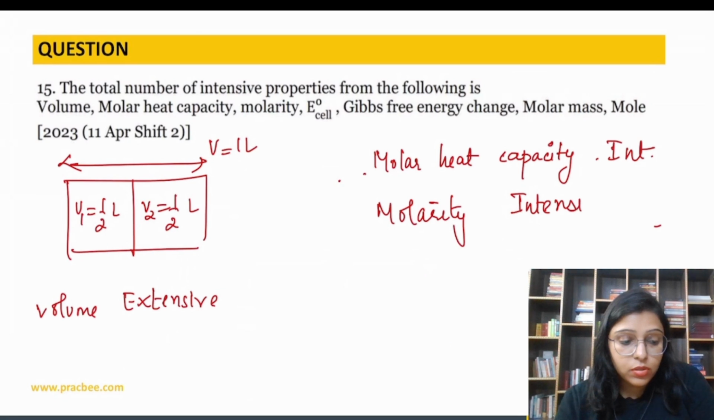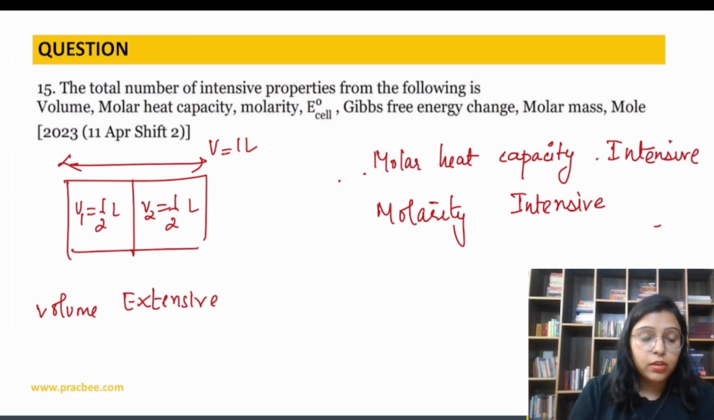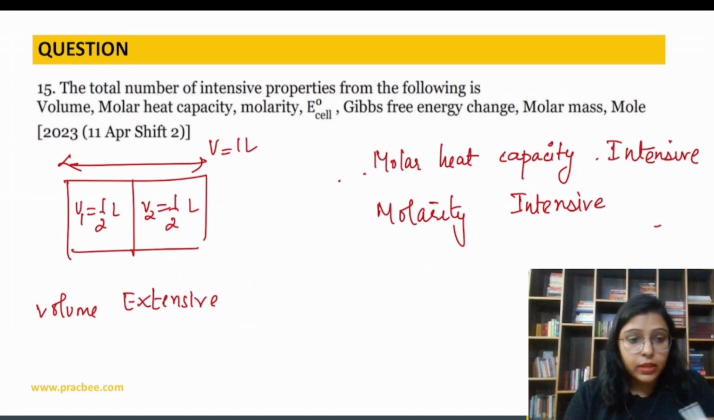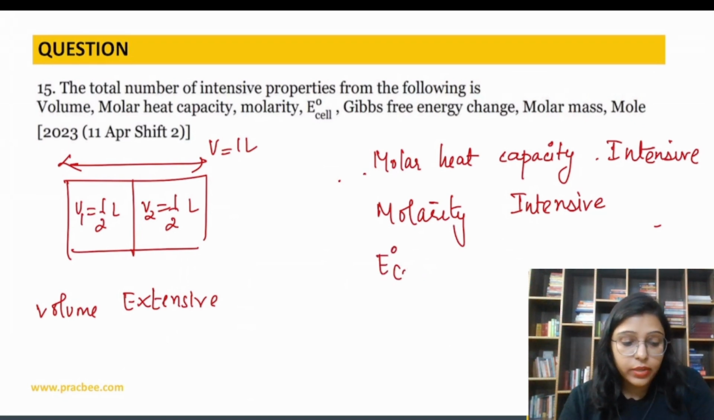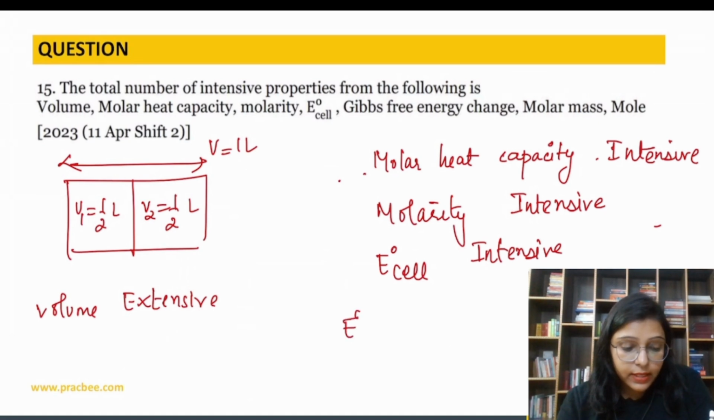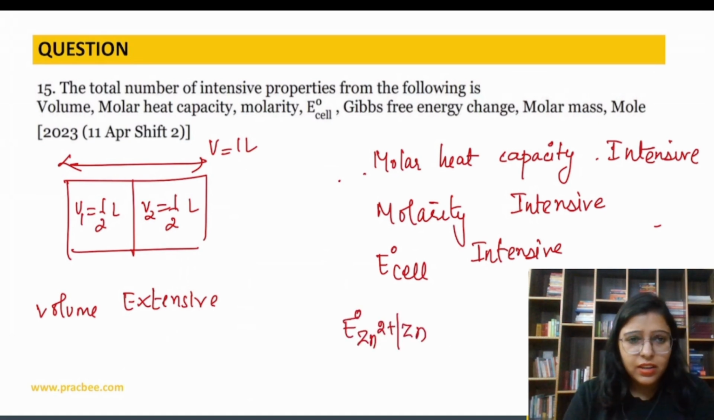Suppose we have a 1 molar solution, right? So for 20 ml of that solution, molarity is going to be 1 molar. Even for 50 ml of that solution, molarity is going to be 1 molar. Then we have E naught cell. So E naught cell is also intensive. It is not going to change. E naught cell of zinc to zinc 2 plus, E naught for this one is going to be the same. That will not change.